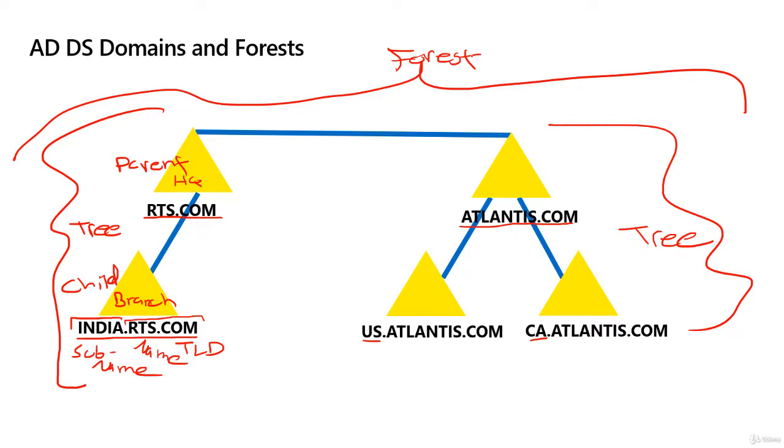I know sometimes it may seem like, what's the point of it all? Why do I need multiple trees? Why do I need multiple forests? But one way to think of it, let's say I have a group of administrators here. They work in RTS. They are responsible for everything in RTS. They manage every user that works in the headquarters location. They manage every computer account.